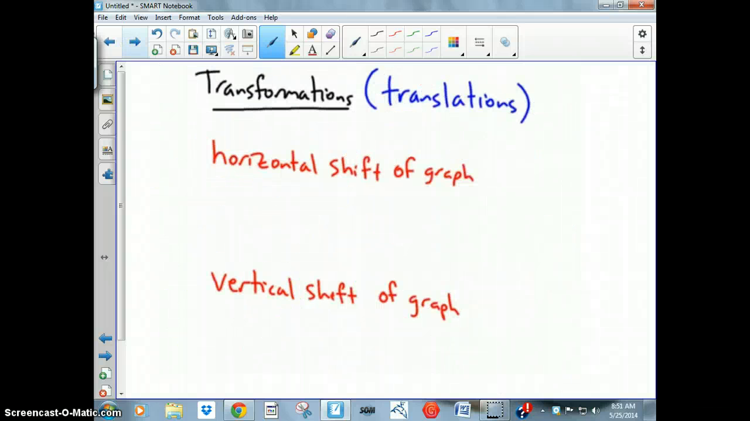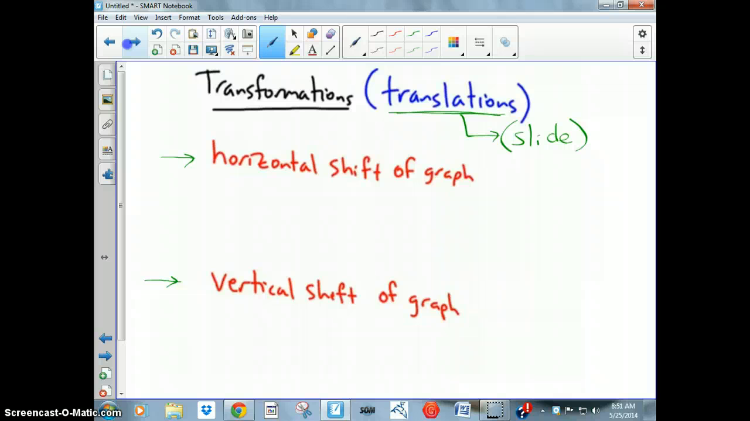All right, let's talk about the first type of transformation. It's called a translation. Another word for translation is the word slide. What slide means is that you don't turn it, flip it, rotate it. All you do is slide the graph from one spot to another. Every function all year long will have one of two types of translations. Either it will be a horizontal shift of the graph or a vertical shift of the graph.